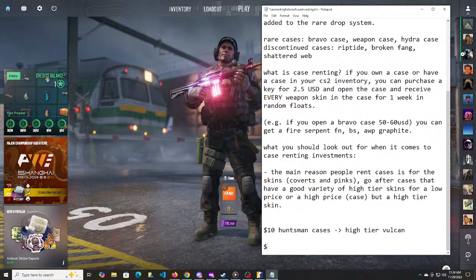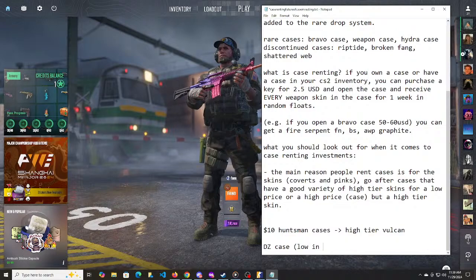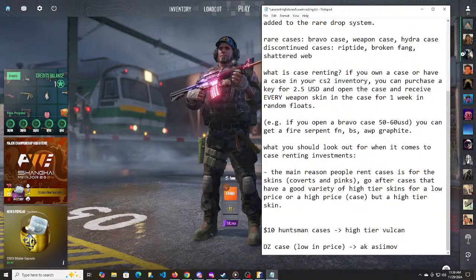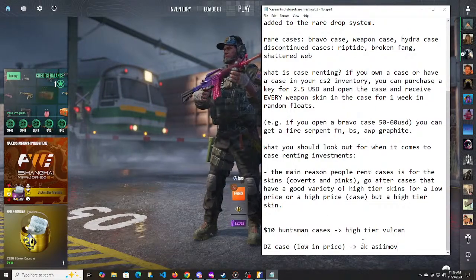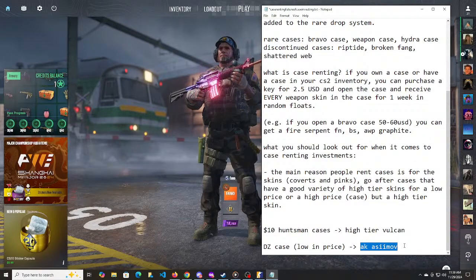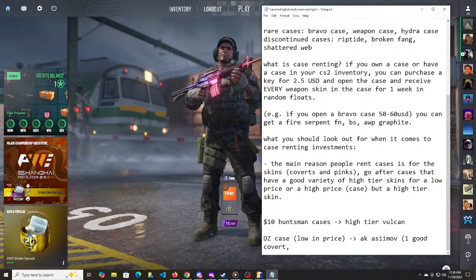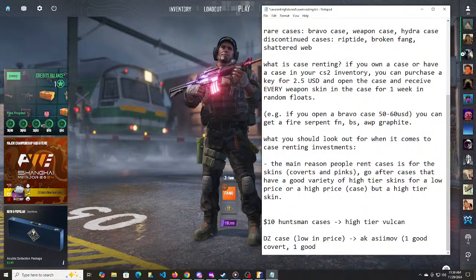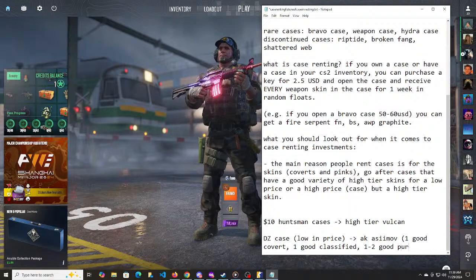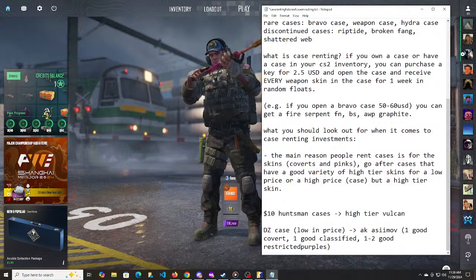Or you can invest in something like a Danger Zone case, which is low in price, but has several nice coverts. It has the AK Asimov, and I forget what else it has, but it has other popular coverts and pinks in that case, right? What I'm trying to say is it has variety. Look for cases that have one good covert, one good pink, or classified, and then maybe one to two good purples, or restricteds, I guess is what they're called. So keep that in mind.